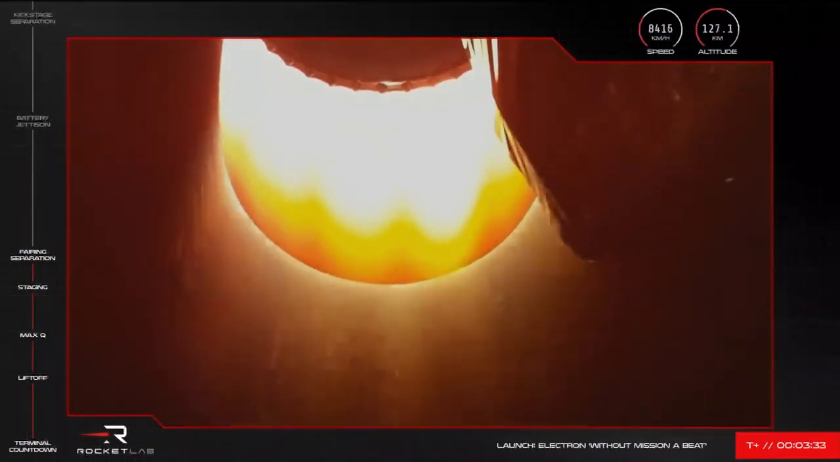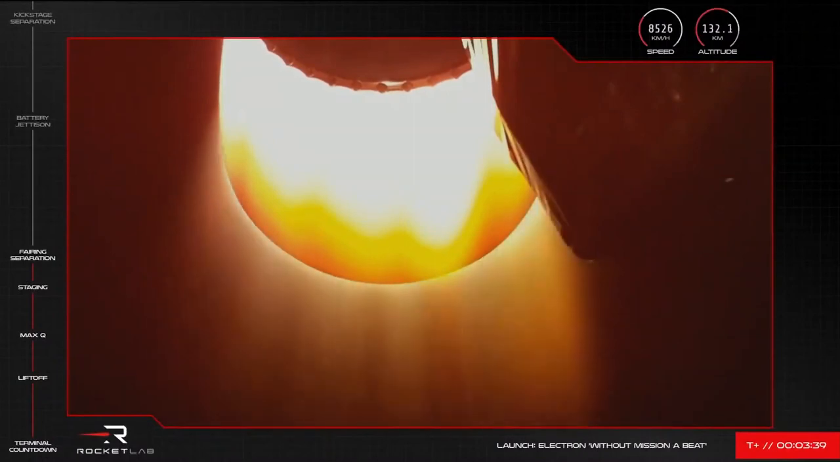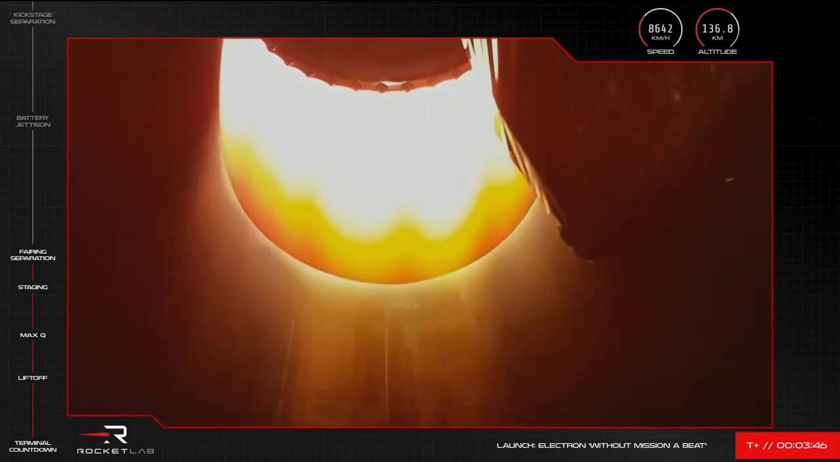We've got a short time gap now between this latest event and the next one coming up for Electron's second stage, which involves swapping out the batteries that power the second stage Rutherford engine. The mission is continuing nominally as we approach that next milestone, with the second stage traveling at nearly 9,000 kilometers an hour at an altitude of 139 kilometers.